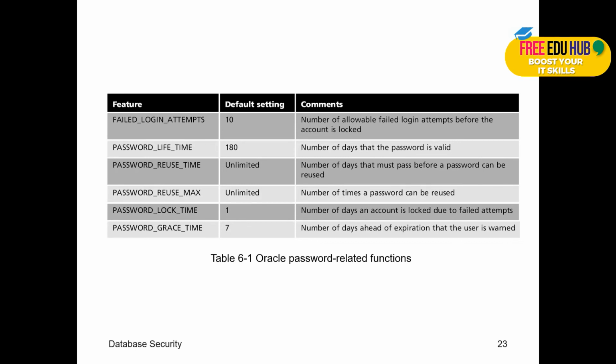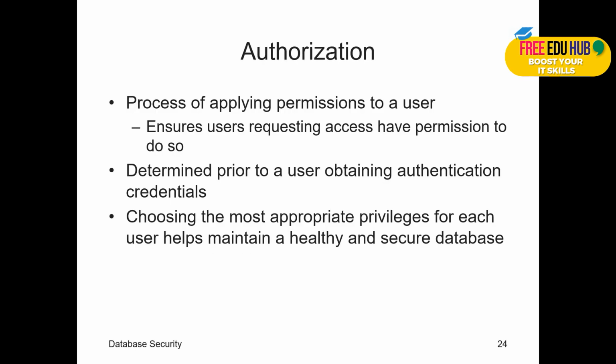It's the same thing in Windows-based authentication systems, that if someone is trying a wrong password for X number of times, his account will be locked out and will be unlocked automatically after the time limit that is defined. Now password grace time is 7, which is the number of days ahead of expiration that the user is warned. So whenever the user would try to log in, it would show a warning that your password is expiring in 7 days, so change the password as soon as possible.